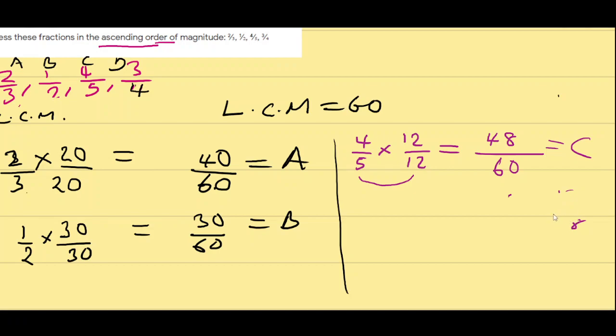Let's look for D, the last number there. So D is 3 over 4. So 3 over 4 here, I have to multiply by, how do we get from 4 to 60? Let's see. Divide 60 by 4. So you get 2 here, no, this is 1. So you get 4 here and 2, 0. So 5. So 15. So we have to actually multiply by 15. So I will have to multiply 4 by 15 to get 60.